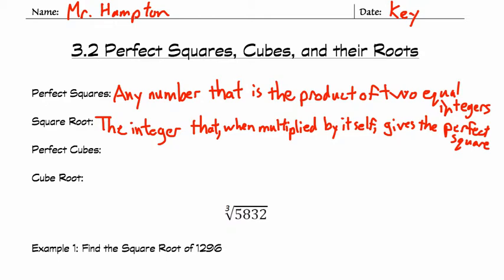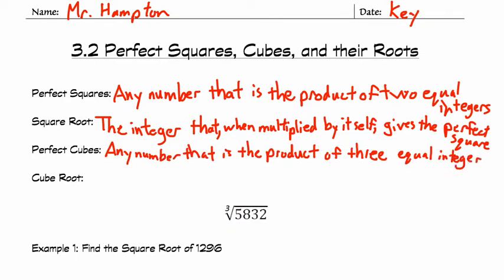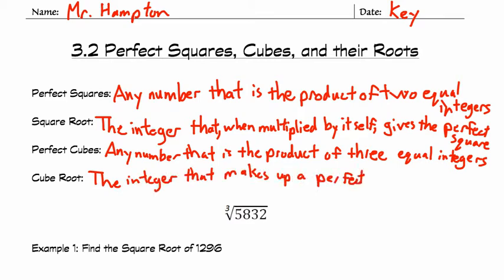Perfect cubes are similar to perfect squares, but a perfect cube is any number that is the product of three equal integers. For example, 8 is a perfect cube because 2 times 2 times 2 gives you 8, or 2 to the power of 3 gives you 8. A cube root is the integer that makes up a perfect cube. So 2 is the cube root of 8 because 2 times 2 times 2 gives you 8.